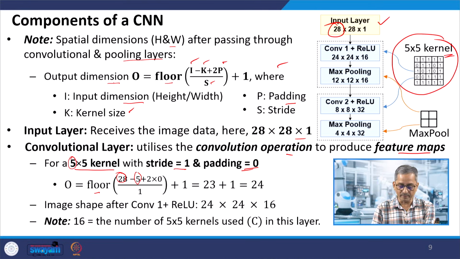So, this 5, plus 2 into, we do not have any padding, so it is 0, divided by s, the stride, say we are taking only a movement of 1 pixel. So, 1 plus 1. So, this is 23 plus 1, so I get 24. So, the image shape after convolution 1 plus ReLU is going to be 24 cross 24 into 16. So, this is what we are getting, 24 cross 24. Here, 16 is the number of 5 cross 5 kernels used in this layer.